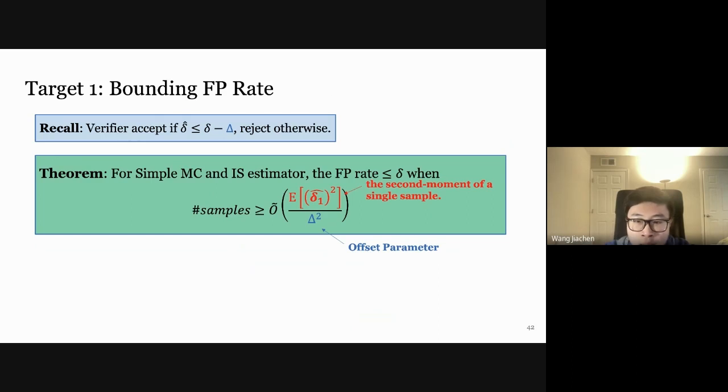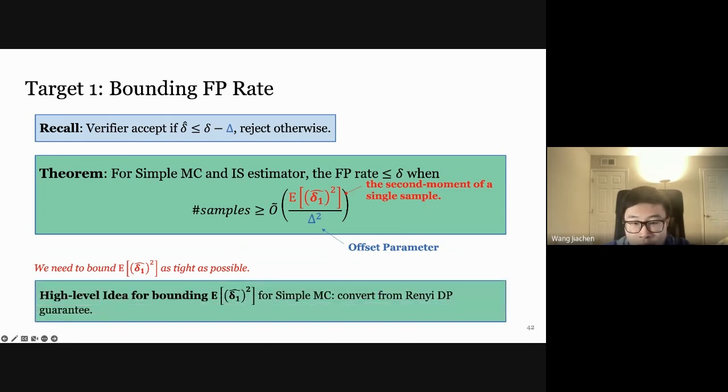So the interesting question is, how many samples do we need for a target false positive rate? Here we derive the required number of samples for ensuring that the false positive rate is smaller than the proposed delta, which is roughly the variance of a single draw from the estimator divided by the offset parameter, this big delta. Here the delta hat sub 1 is the random variable for a single draw of the sample from the estimator. And our result suggests that to improve the computational efficiency of the MC verifier, it is important to bound this second moment of the MC estimator, for both the simple Monte Carlo and the importance sampling estimator.